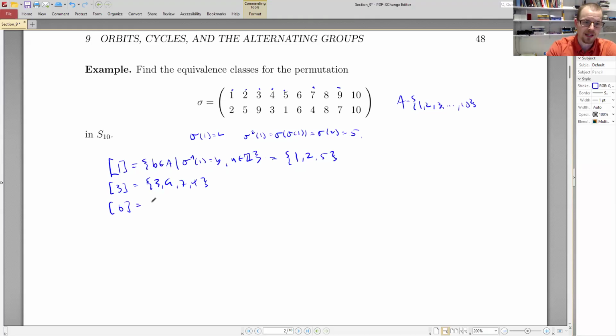6 is related to itself. So 6 goes to 6, and that's it. You're done. What about 7? Oh, I already got 7. So 8. Oh, well, 8 does the same thing. 8 goes to 8. So the equivalence class containing 8 is just the element 8, because 8 goes to 8. You're done. Same thing for 10.